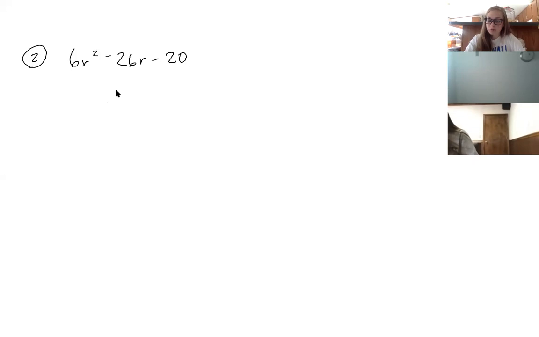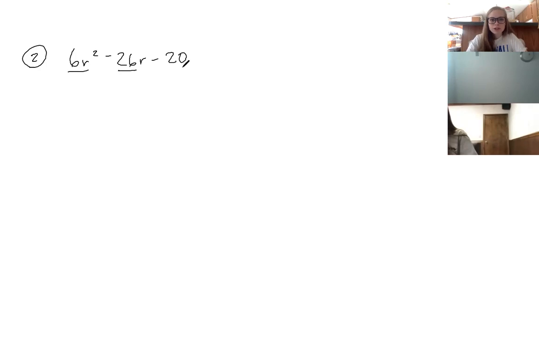Now, let me ask you this. What if you forgot to ask yourself that? What if you went straight to a times c is 6 times -20, which is -120? Would you still get the right answer if you didn't factor it out? Yeah. You can still get the same answer. Now, it may be a little bit harder because you've got higher factors you're dealing with. Then I'd have -120. Finding the factors of -120 that add together to get negative 26. So it'd be a little bit more work, but you can still do it.